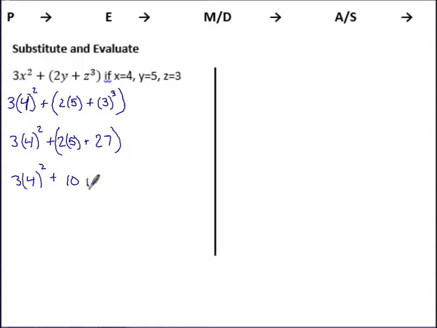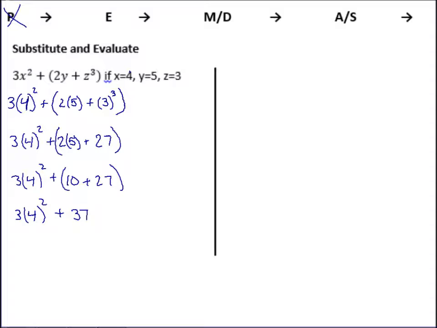2 times 5 is 10, so I have 10 plus 27. Alright, and now I can simplify my parentheses down to just one number. So I have 3 times 4 squared plus 10 plus 27, which is 37. So the parentheses can go away now because I simplified everything in them.